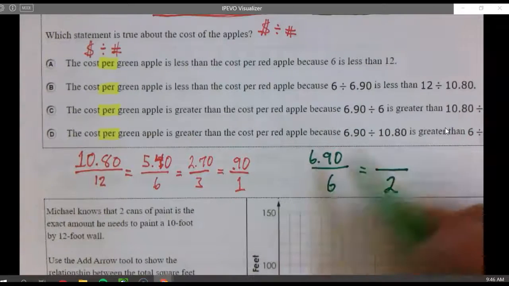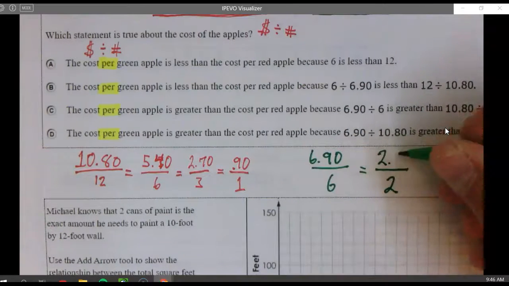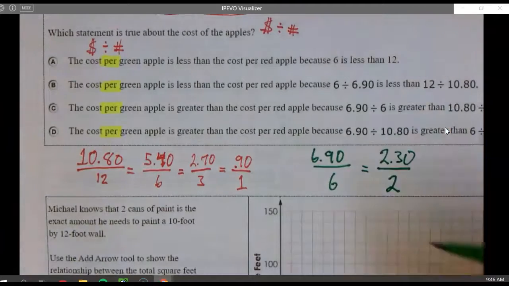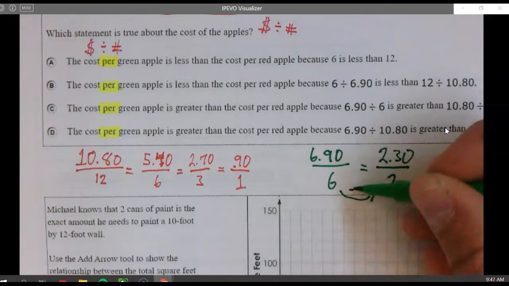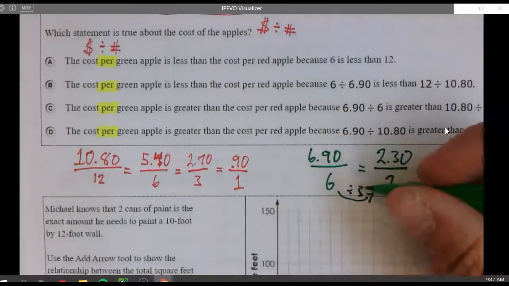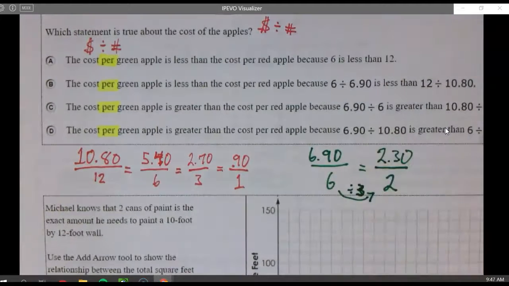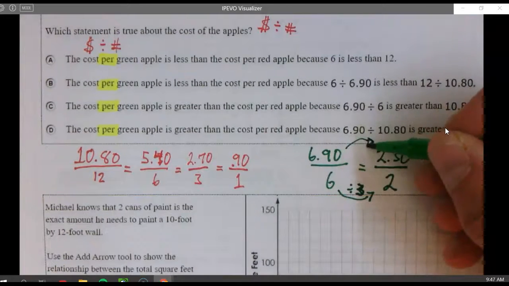6 divided by 3 is 2. 90 divided by 3 is 30. So guys, you need to make this note here. We did division by 3. That was a little awkward. We did the same thing on top.